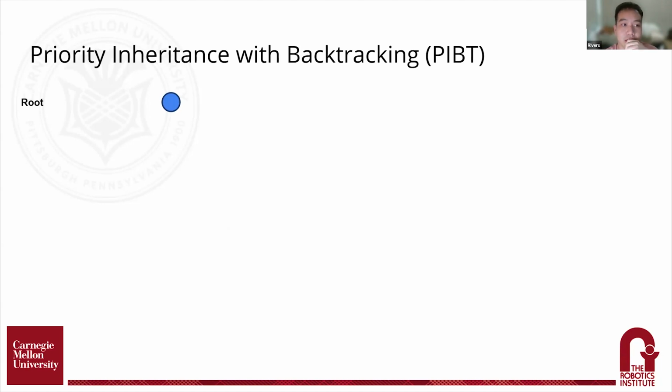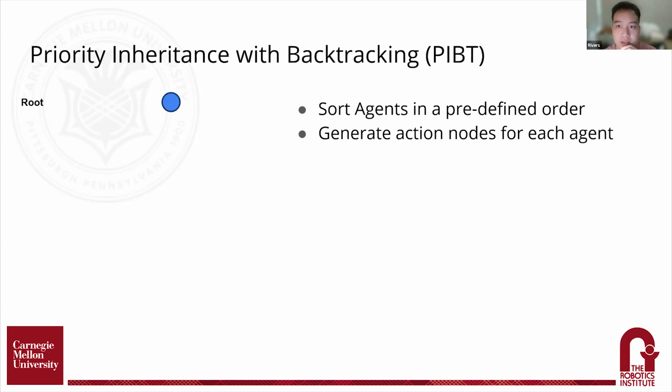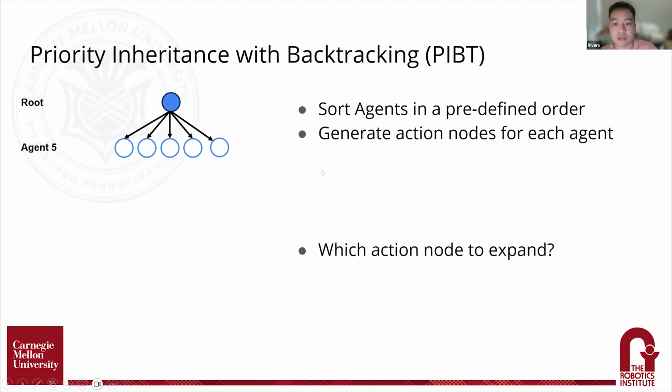Suppose the blue circle is the root of the search tree, and we sort agents in predefined orders, and then generate the action nodes for each agent at each layer. Suppose the first agent is agent 5, and then we generate its 5 possible actions. The next question is which action node to expand next. In PIBT, it uses a heuristic function which calculates the shortest path cost to its own goal location. Here the first node has the smallest cost to its goal location, so we will expand it next.